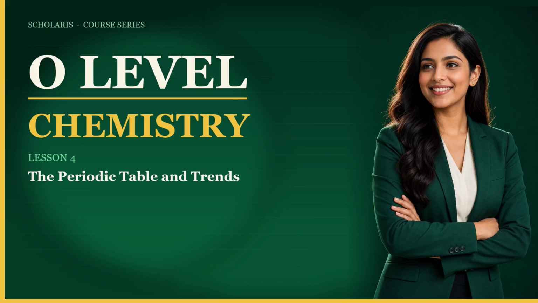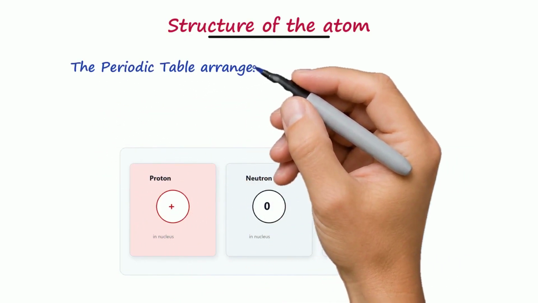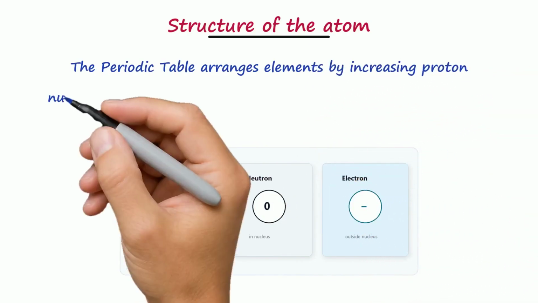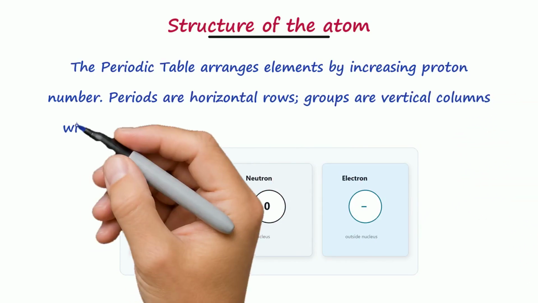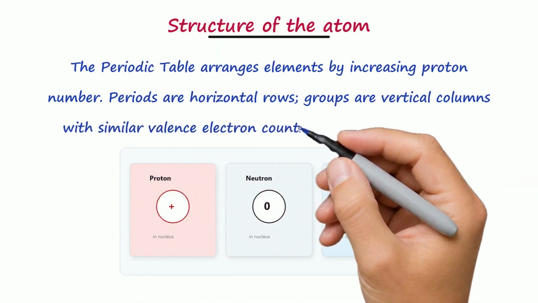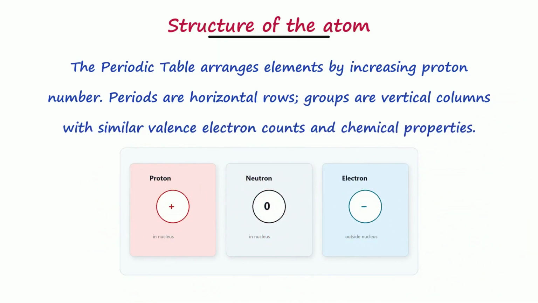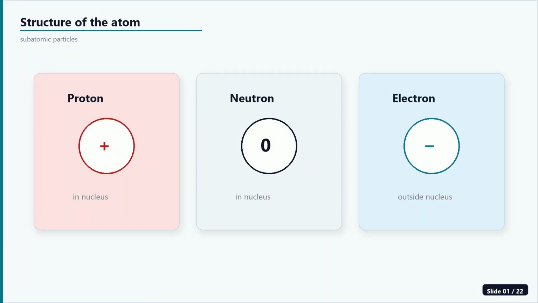We're jumping into O-level chemistry lesson 4, the periodic table and trends. The periodic table arranges elements by increasing proton number. Periods are horizontal rows, groups are vertical columns with similar valence electron counts and chemical properties. Protons set the element's identity, neutrons change mass without changing which element it is, electrons occupy the space outside and drive bonding.